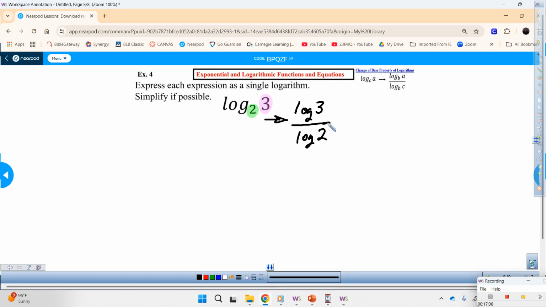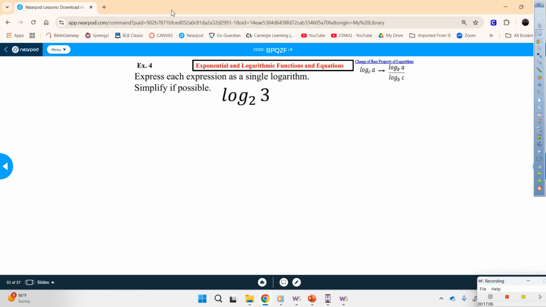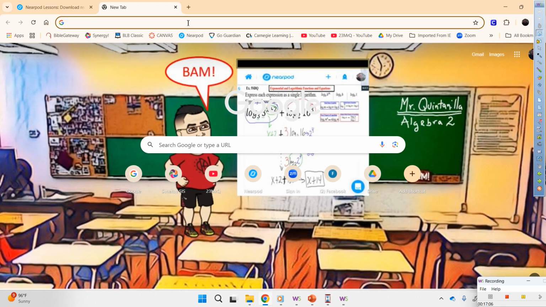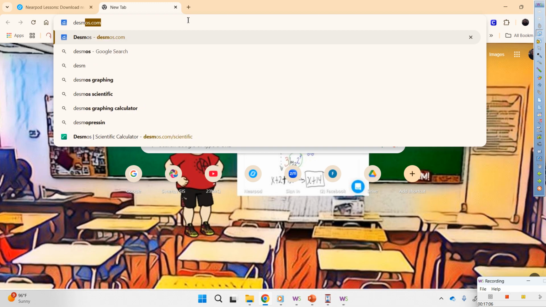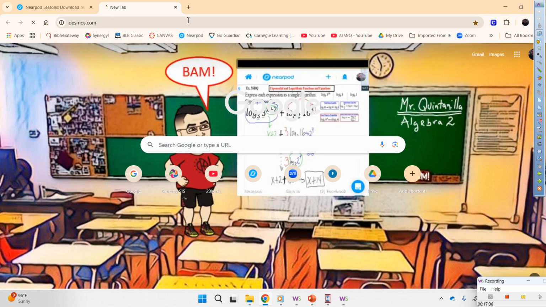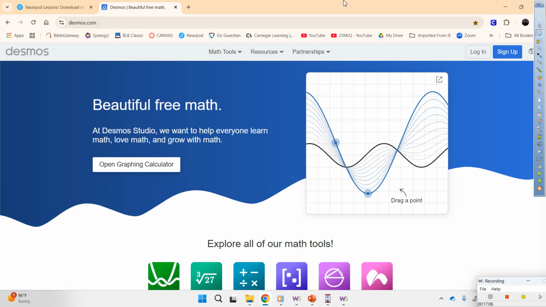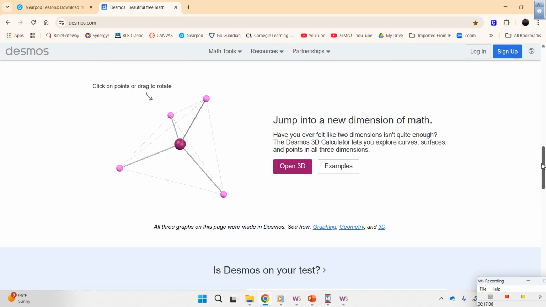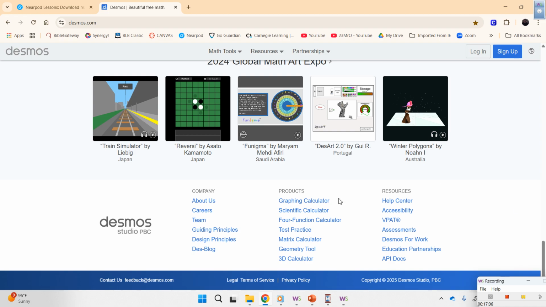And this one actually is done with a calculator, so we're going to approximate the answer. So do me a favor, open up another screen. Let me open up a new tab, and let's go to Desmos.com. Go all the way down to the bottom to Scientific Calculator, down here, Scientific Calculator.